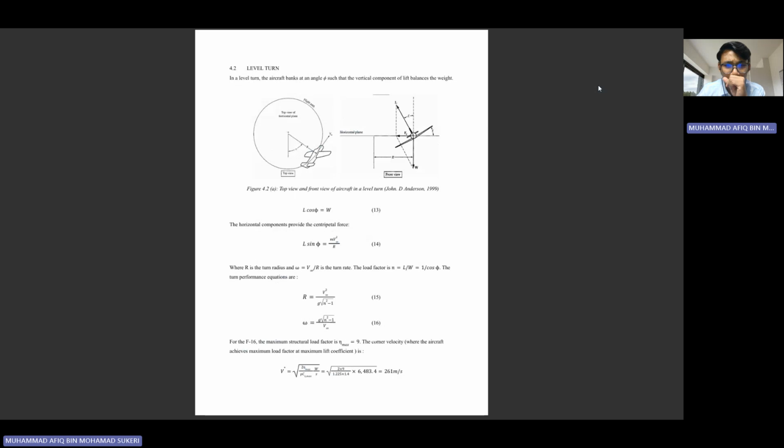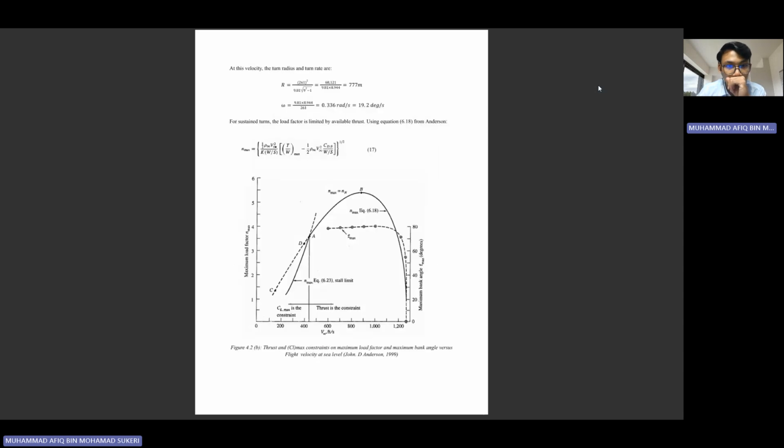So talking about level turn, it is considered an accelerated flight because it has an angle component to balance with the weight. So, let's start with the basic equation first, understanding the level turn, and then we get the turn radius and turn rate. Turn radius is around 700, turn rate around 19.2 degrees per second, which is quite good.